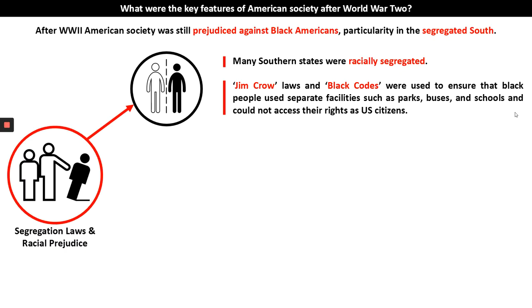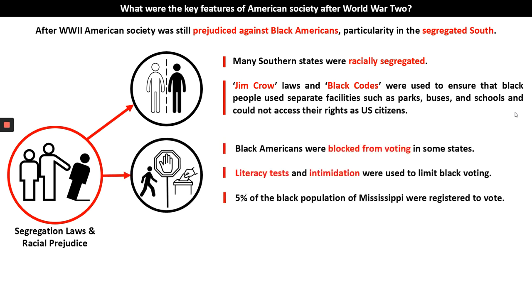But these laws were also used to ensure that Black Americans could not access their rights as US citizens. One of the fundamental rights of a US citizen is the right to vote and to have a say in America's political system. But Black Americans were blocked from voting in some states.